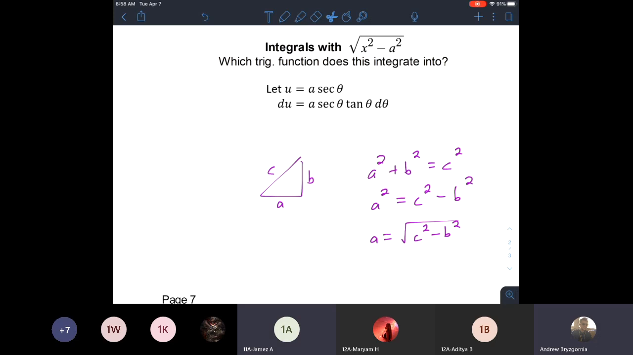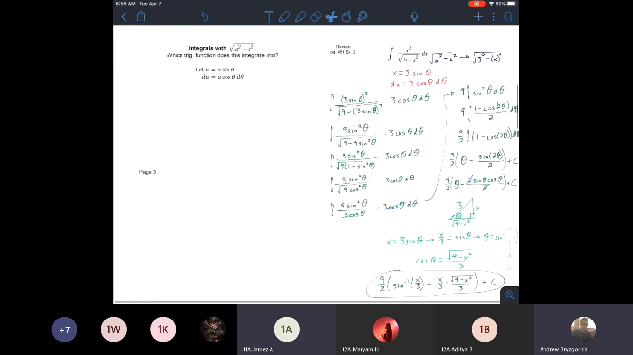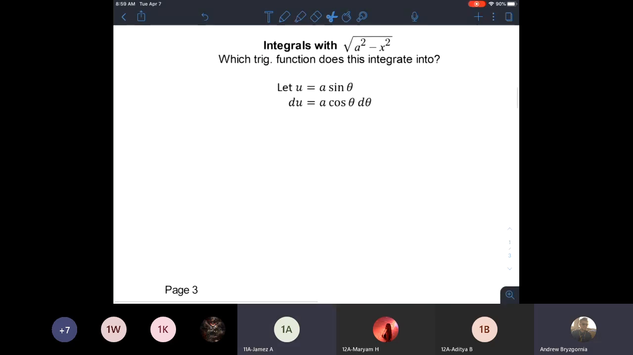Mr. Bruce? Yeah. What was the substitution for a squared minus x squared? What was that one? Oh, that was sine. There it is. Okay.